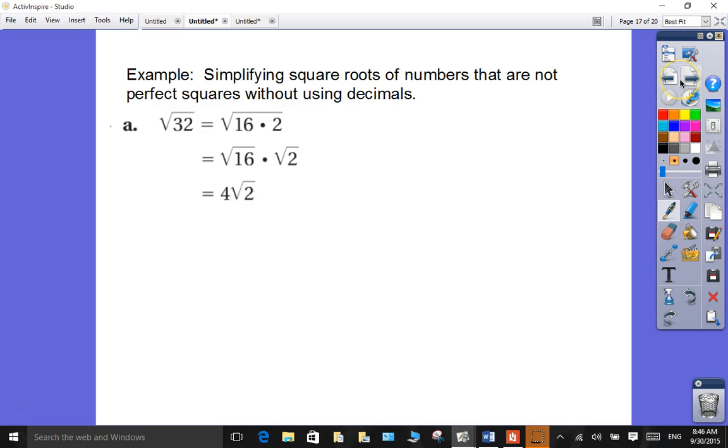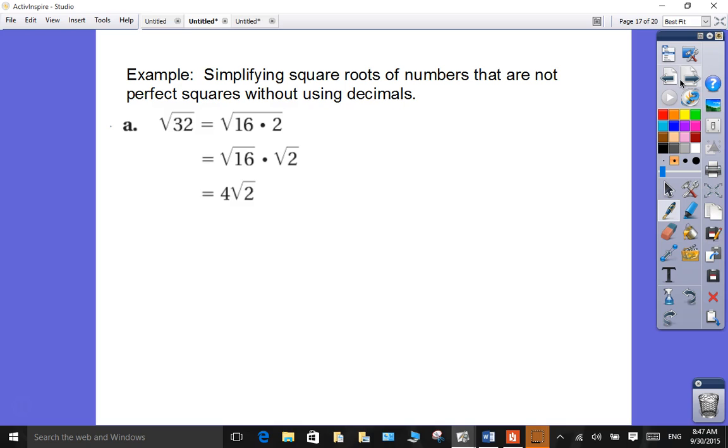Okay, now simplifying square roots that are not perfect squares. Again, if you think of this like a factor tree, that's fine. You could do it that way. I usually don't do it that way. I usually just try to think of the factors of the number in question that are perfect squares. So, for example, 32. 32 is not a perfect square, but you can see 16 times 2. Does it have any other factors that are perfect squares? It could have been 4 times 8, right?